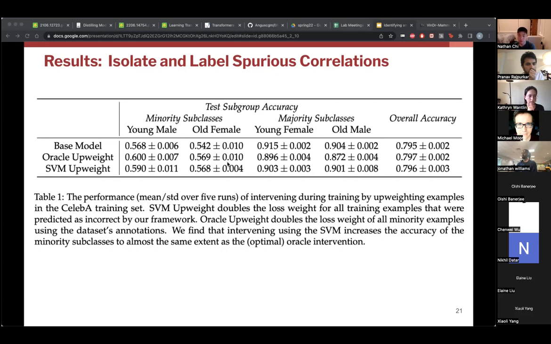Depending on the data set, I think they usually just take some K examples from each class that have a really high decision value, and then just add those back in to do retraining. And this is just showing that the SVM approach gets you accuracy numbers that are very close to if you had used the optimal, which is the Oracle upweight. So the SVM approach is giving you a very good tell.